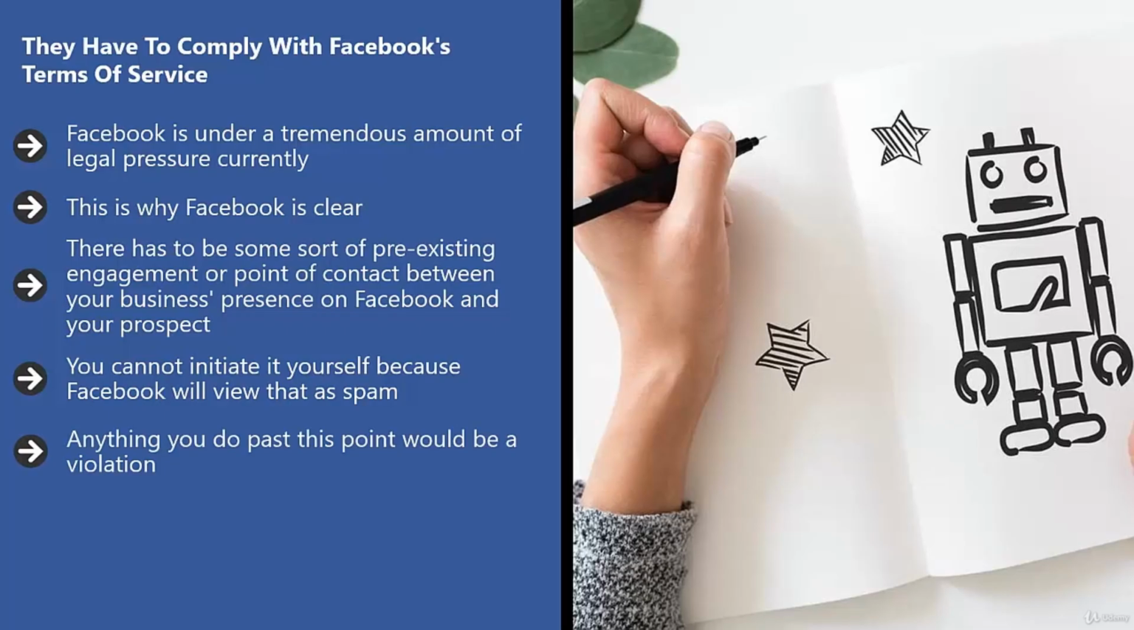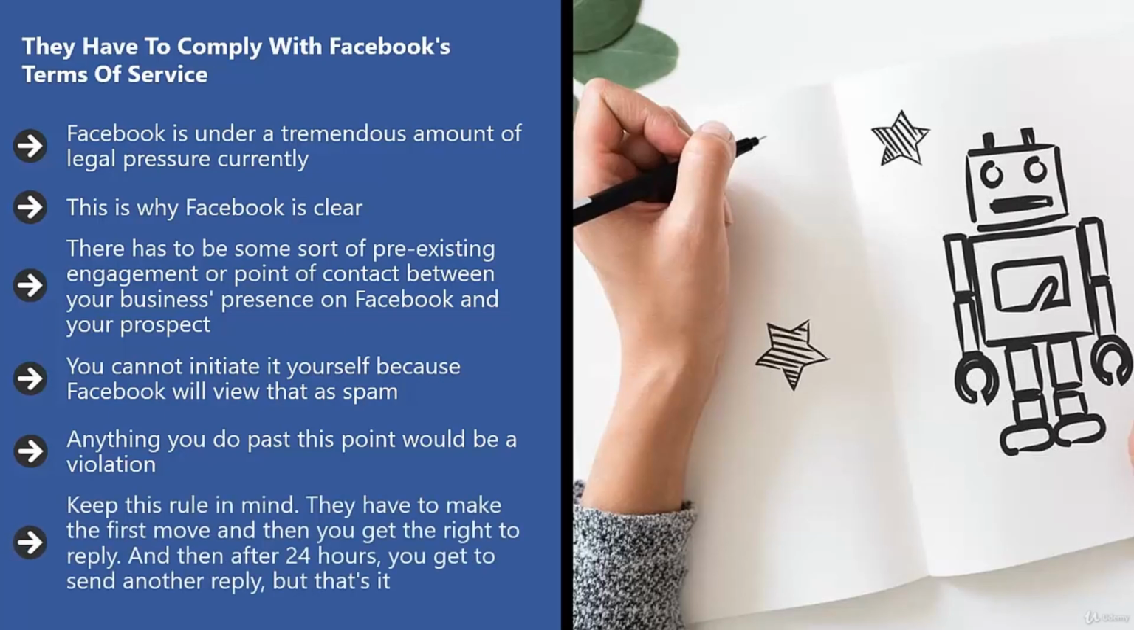Anything you do past this point would be a violation. The only way to get around this, of course, is if your prospect contacts you again through Messenger and then you have another opportunity to send an automated message and then follow up. Keep this rule in mind. They have to make the first move and then you get the right to reply.